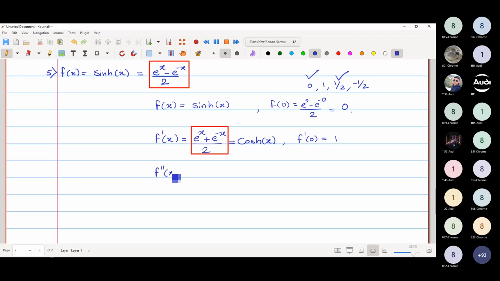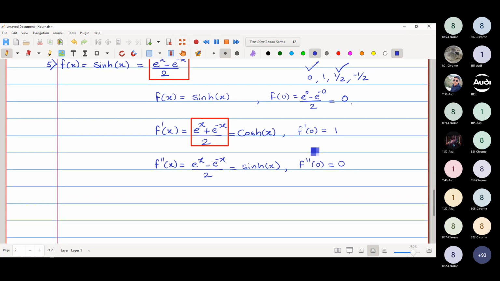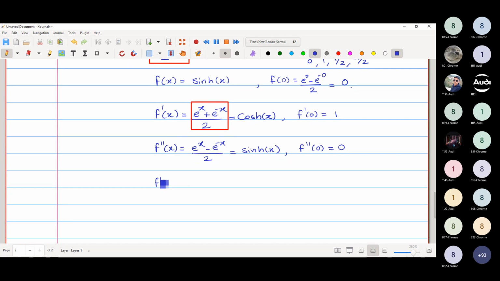What is f double dash of x? Take the derivative again. You are going to get e raised to x minus e raised to minus x by 2. Is it sin hx again? Yes, it is sin hx again, with a plus sign. So can you tell me what is f double dash of 0? It will be 0. And it will continuously keep giving you the same thing. Now what will sin hx's derivative become again? Cos hx.